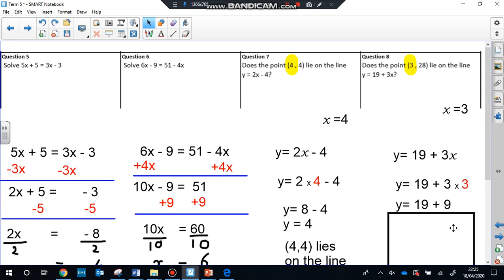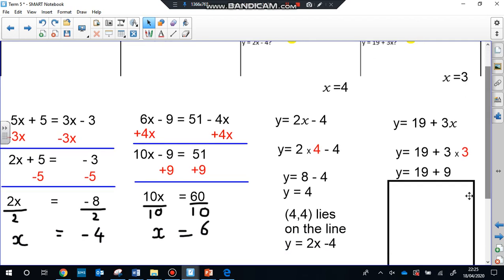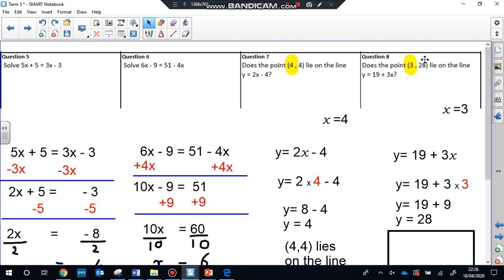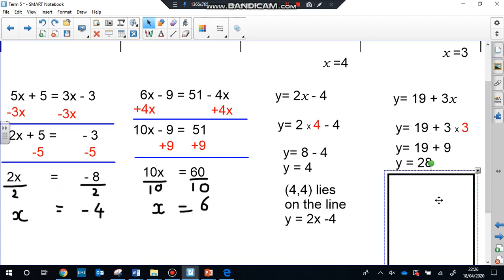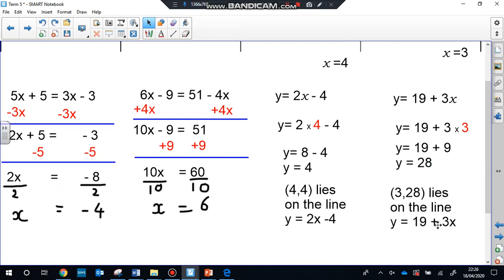Again, BIDMAS rules say we do the multiplication first. So we get 19 plus 9. 19 plus 9 is 28. So y equals 28. So when x is 3, y equals 28. That is the coordinate we were given to start with, (3, 28). So again, we can say exactly the same, that (3, 28) does lie on the line y equals 19 plus 3x.